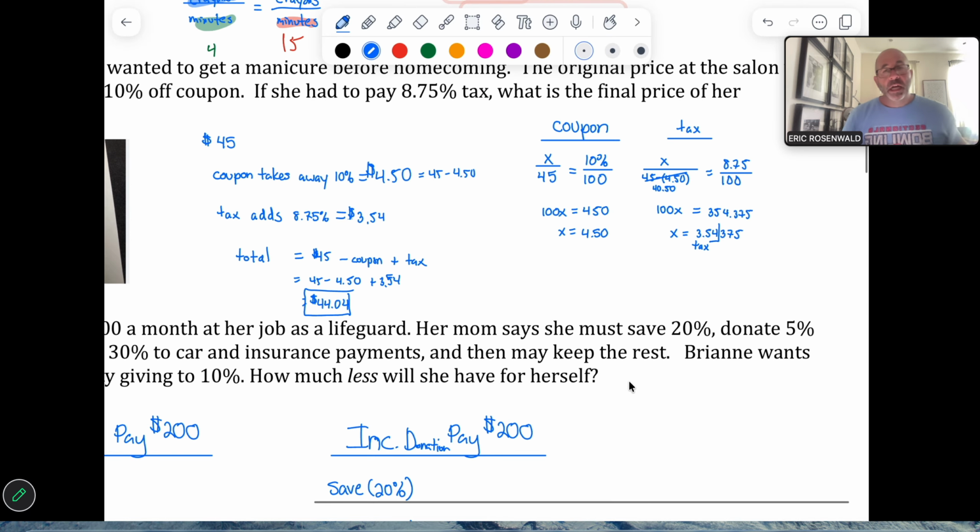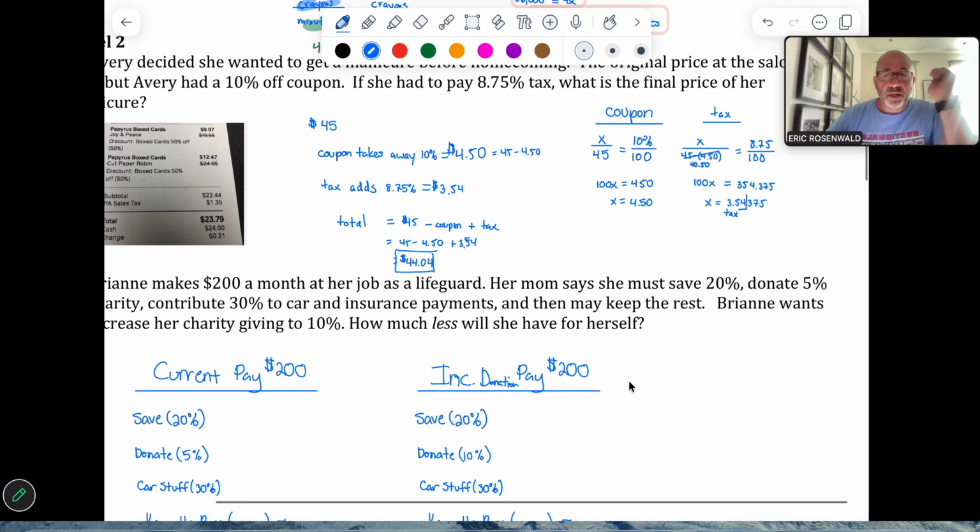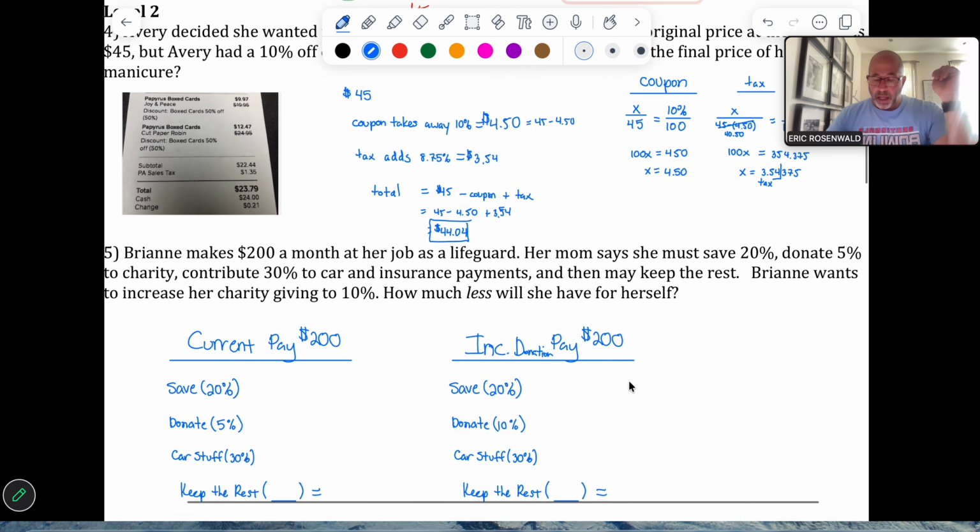Okay. Good stuff. That's an important one to know, you guys, for your future. You're going to need percentages because of taxes, and when you go to purchase stuff, it's a real big deal. All right, next one.